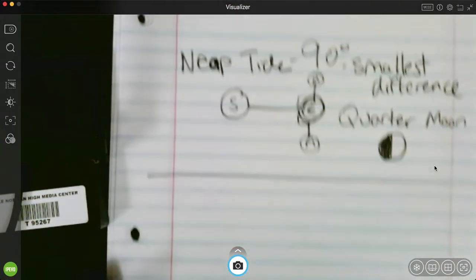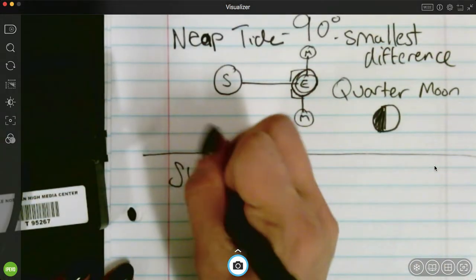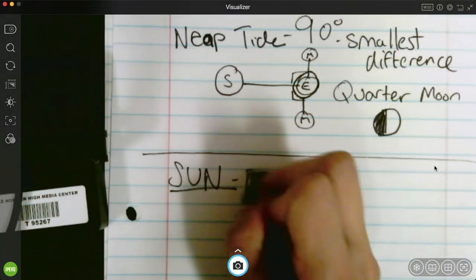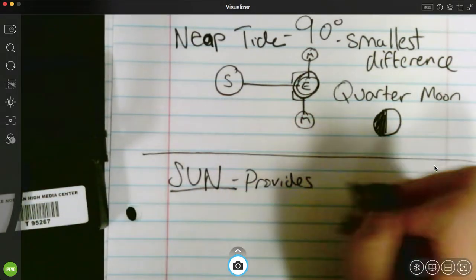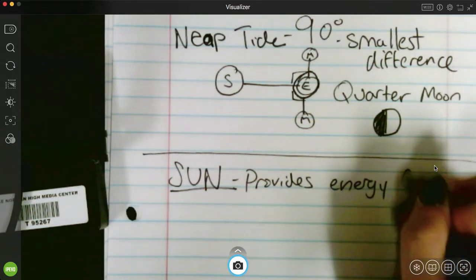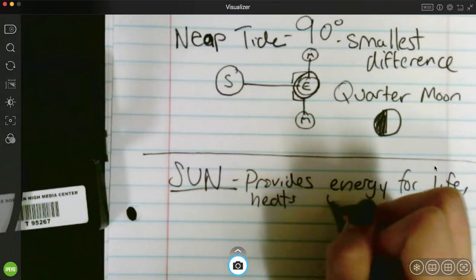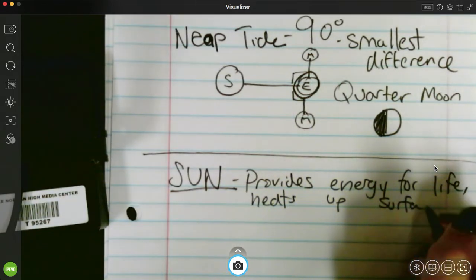And the last thing that you should know, the last topic we talked about 2 days ago was the sun. You did these notes by yourself. We went over the lab. The sun is important to us because it provides energy for life and it heats up the surface of Earth.